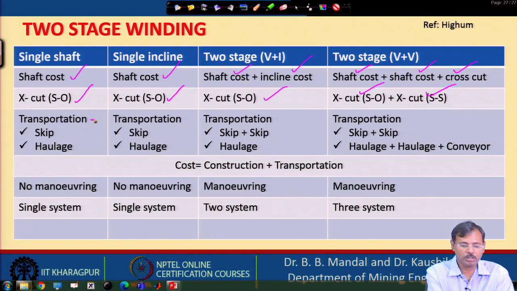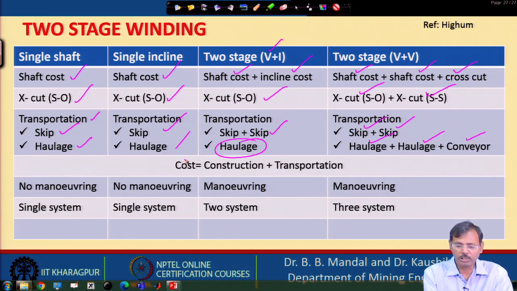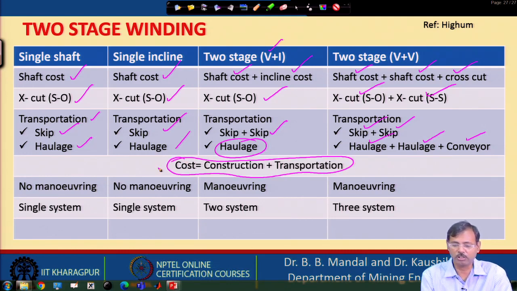And transportation cost, in general we are having transportation either skip or haulage. So, whatever it is we have to consider in this case. Here also it is the same case, and here one skip is in vertical shaft, another skip in incline shaft, and haulage whatever is required, or in this case skip and skip in vertical shaft, or we are having haulage and conveyor in the cross cuts we have to provide. So, the total cost is construction cost plus transportation cost. These are the cost analysis.